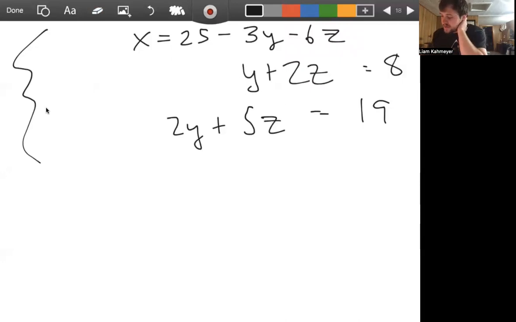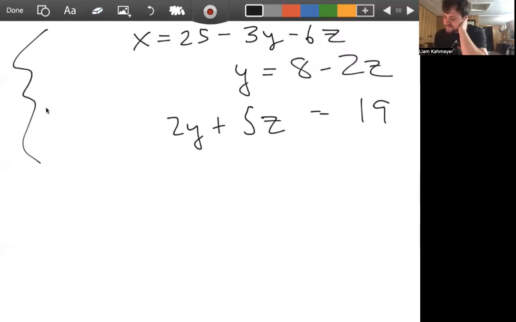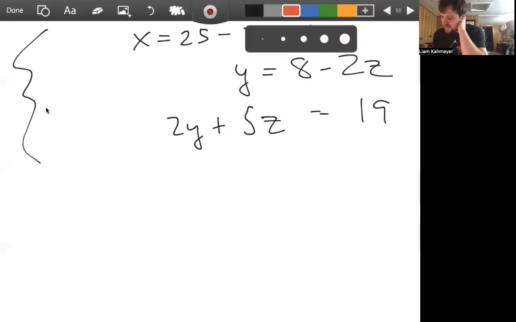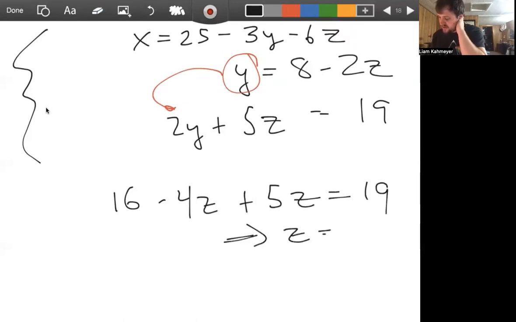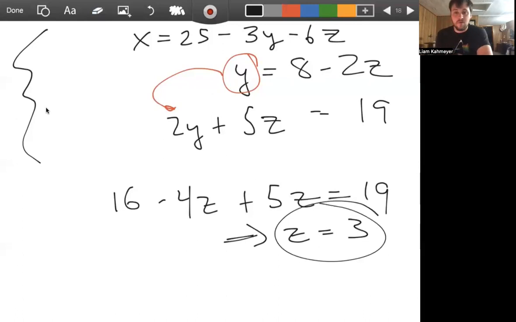And now we can do the same thing. I notice that in equation 1 I could solve for x. Well, now in equation 2, I can solve for y, right? So I can rewrite equation 2 as y equals 8 minus 2z. Then we substitute, just like we did with x. And you'll notice here, and I'll just do this in one step, we get 16 minus 4z plus 5z equals 19, which again, we see z equals 3 right away, right?